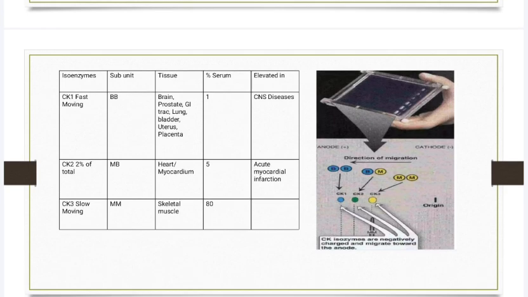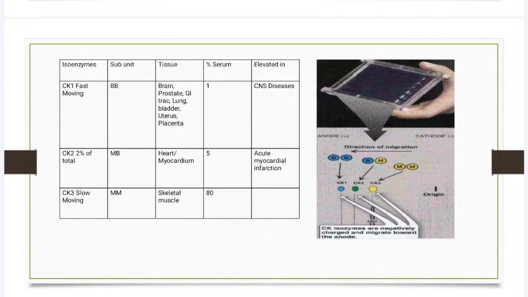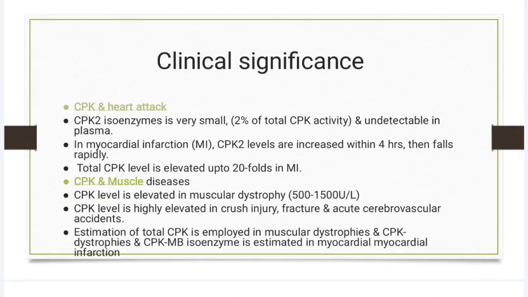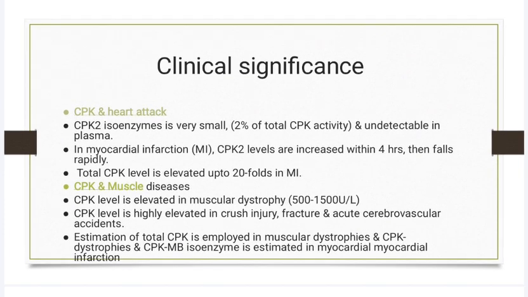So these are all the three different forms of isoenzymes, their electrophoretic mobility and the percentage of enzyme present in the tissue. And they will be elevated during various diseases like CNS diseases and acute myocardial infarctions. Coming to the clinical significance of creatine phosphokinase, it is highly associated with heart attacks and muscle diseases.